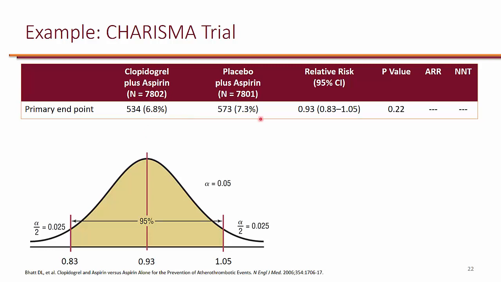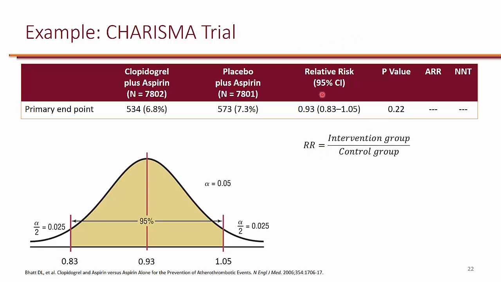Which brings me to an important point. You should never calculate absolute risk reduction or number needed to treat if there is no statistically significant difference. So you should not calculate. So don't say 7.3 minus 6.8 would be your absolute risk reduction. You should not do it because it's not statistically significant. It would be meaningless to calculate absolute risk reduction and number needed to treat when there is no statistically significant difference.